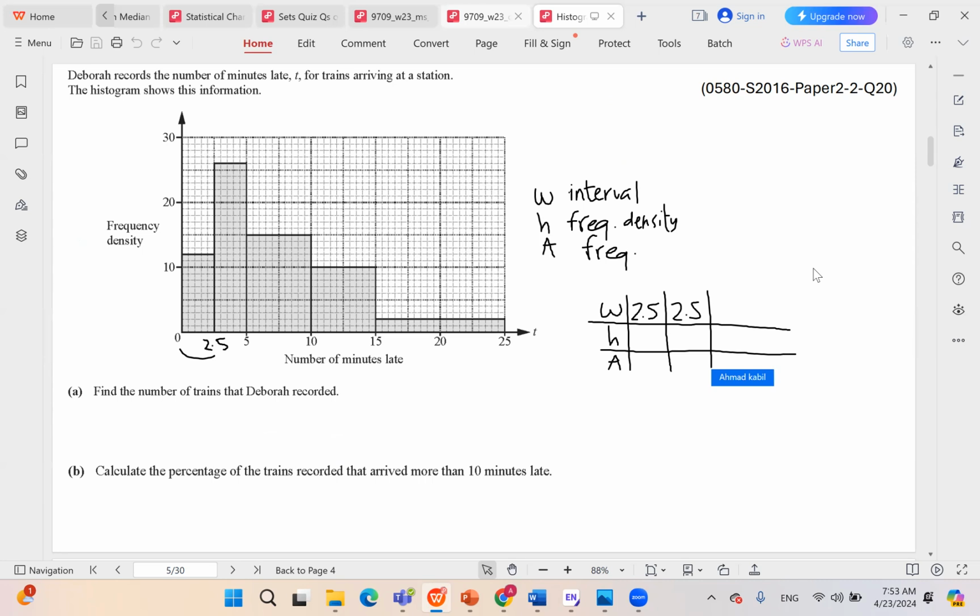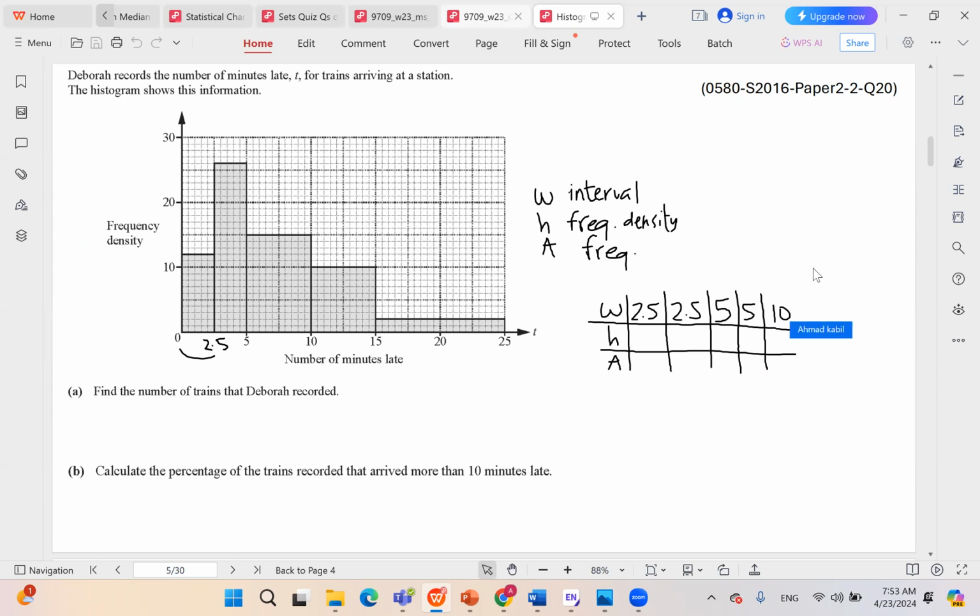For the third interval, we have 10 minus 5, which is 5. For the fourth interval, we have 15 minus 10, which is 5. So this is 5 as well. And then for the last interval, we have 25 minus 15, which is 10.